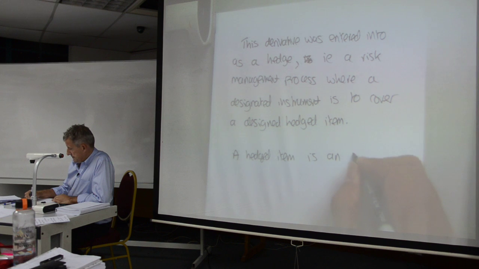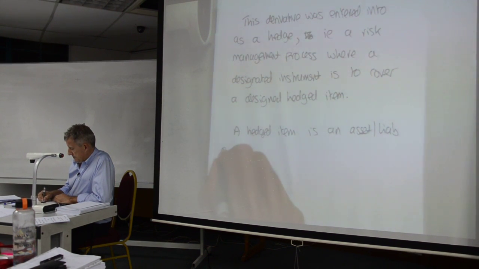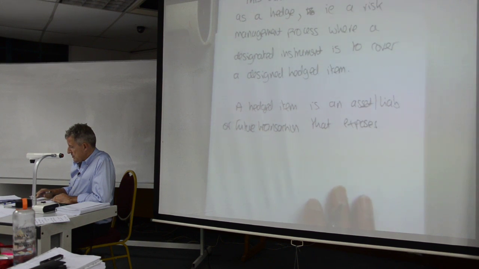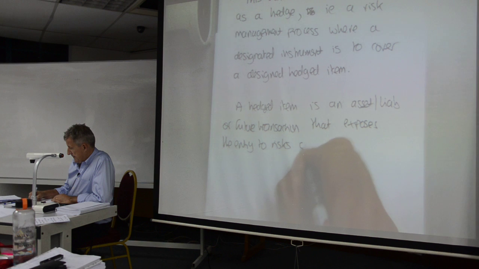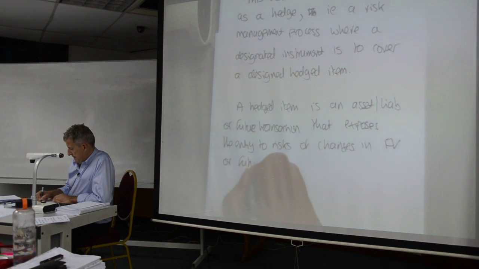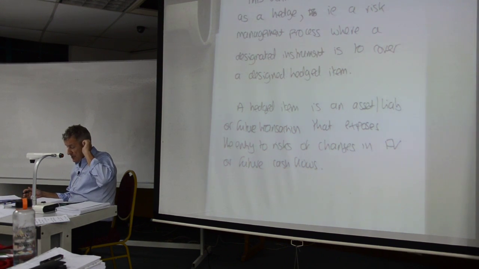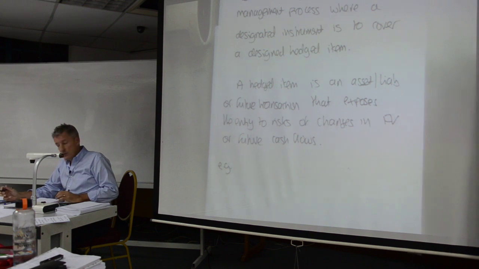A hedged item is an asset or liability or future transaction that exposes the entity to risks of changes in fair value or future cash flows. So a hedged item is an asset or liability or future transaction that exposes the entity to changes in the fair value or future cash flows.